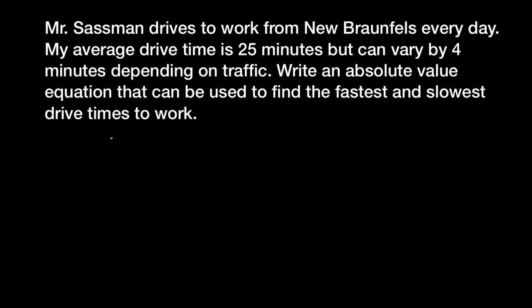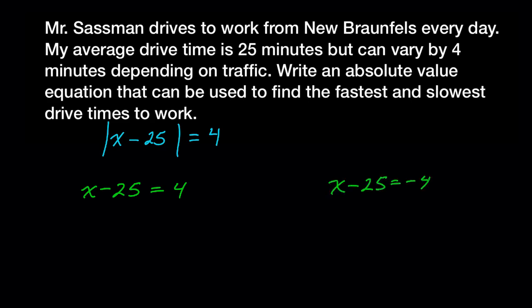All right, so using the formula from the other side, you're going to have the absolute value of x minus the actual time that it usually takes me, which is 25 minutes, equals, and then how much it varies by, which is 4 minutes. Because if I solve this, you'd have x minus 25 equals 4, and x minus 25 equals negative 4, giving you 29 minutes, or it could be 25 minus 4, which is 21 minutes. So it might take me as much as 29 minutes. It might take me as little as 21 minutes to drive to work.